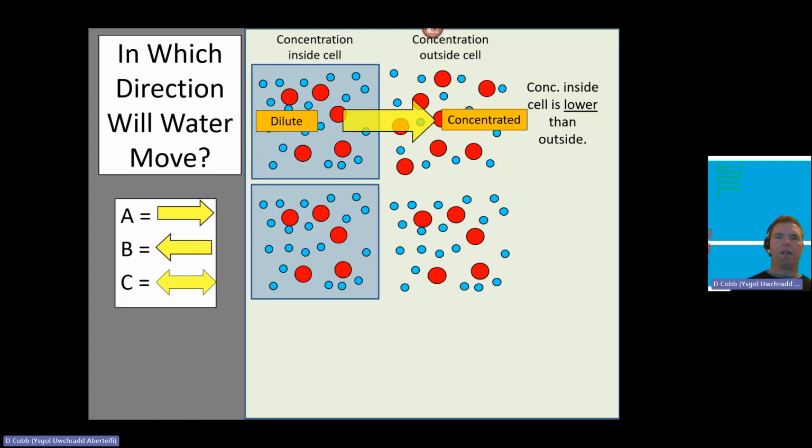If you go the other way, can you see that I've got 5 solute molecules, dissolved molecules, red ones, on this side, and 5 on this side. So I've got it even on both sides, and what you have is no net movement. You will have water molecules moving in and out of that cell, but there'll be no overall movement. For every one that goes in, there'll be one that comes out.